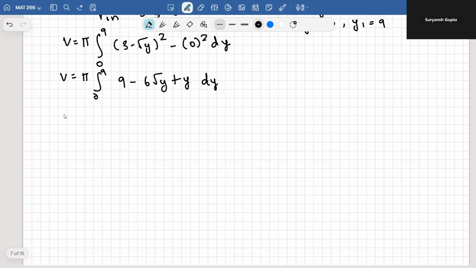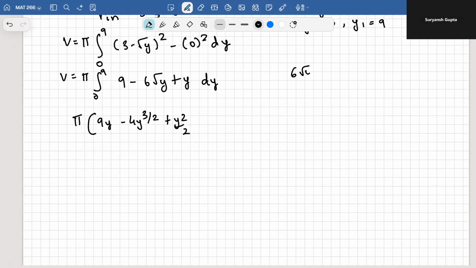or when I integrate this function, I get pi times 9y minus 4y to the 3 over 2. And this is all simplified, plus y square over 2.